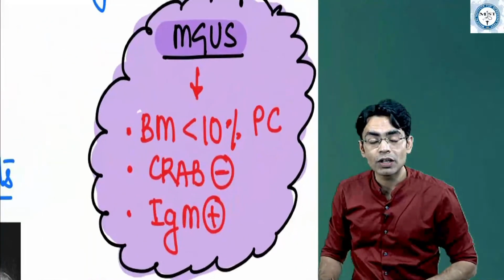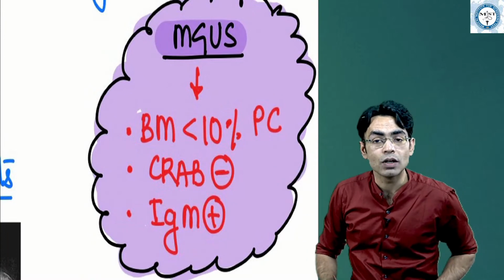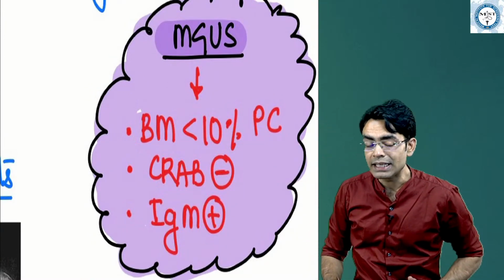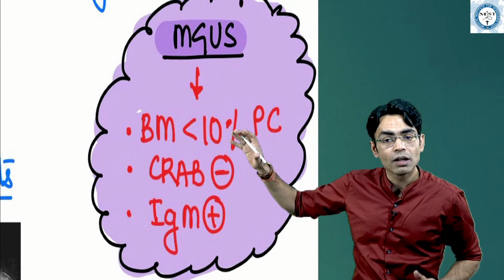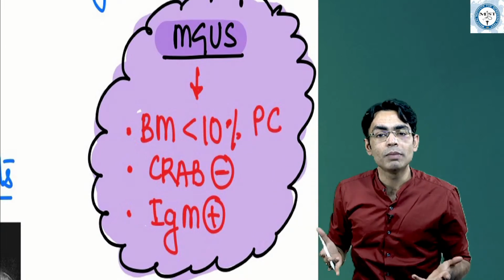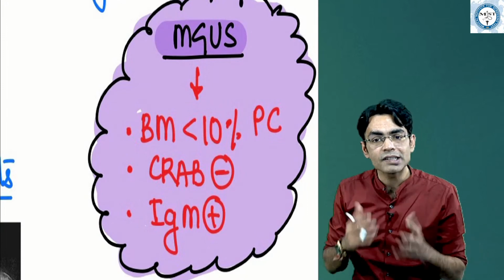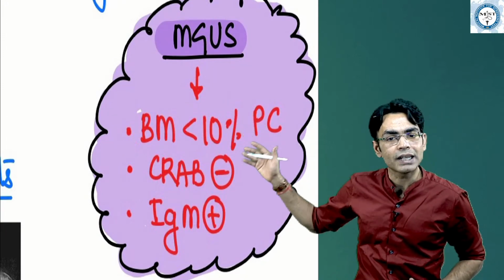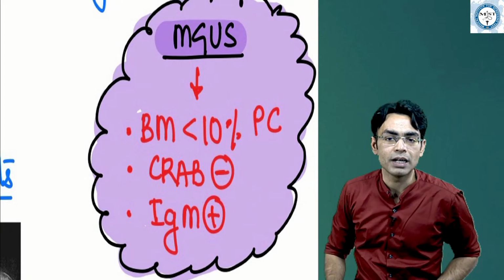And when we are talking about monoclonal gammopathy of undetermined significance, MGUS, then in this, the plasma cells in the bone marrow will be less than 10%. They will be less than 10%, so there is no tension. The biggest point is this, less than 10%. CRAB also won't be there, and you will have IgM antibodies over there.